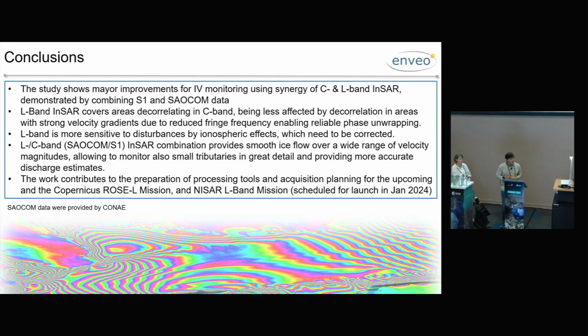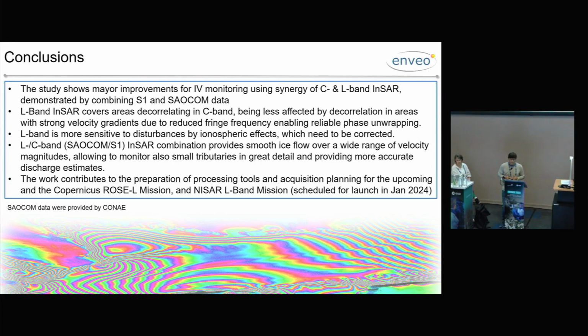L-band is more sensitive to disturbances by the ionosphere, and we have to correct it. This was not done in this case. We processed a couple of images and took this one, which has the least ionospheric effects, but we have to work on that. So there is still some solution needed. SAOCOM has a smaller bandwidth, and therefore we have to look what is possible.